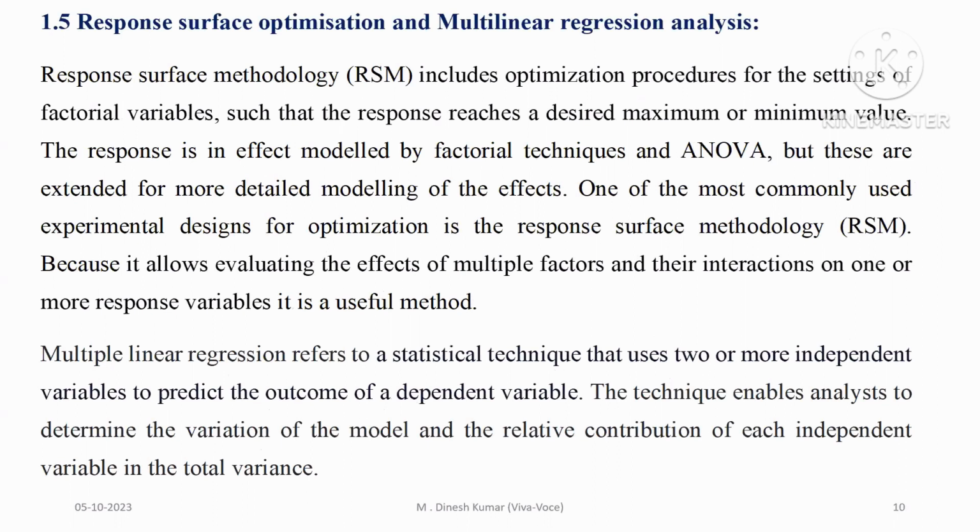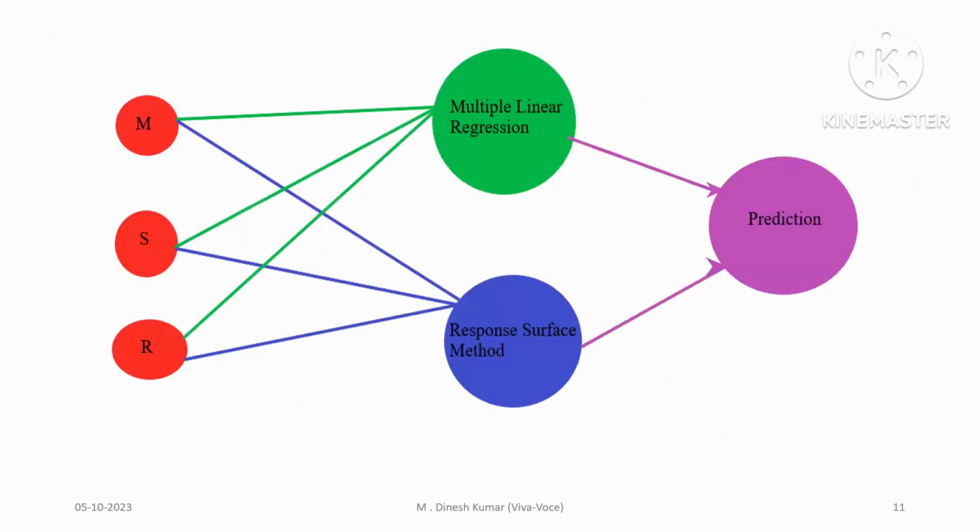This slide contains response surface optimization and multilinear regression. The main purpose of using response surface optimization is that with less data we can get the optimization conditions. Multilinear regression is used to analyze how the independent parameters affect the dependent parameter. And this is the flow chart of how it works.